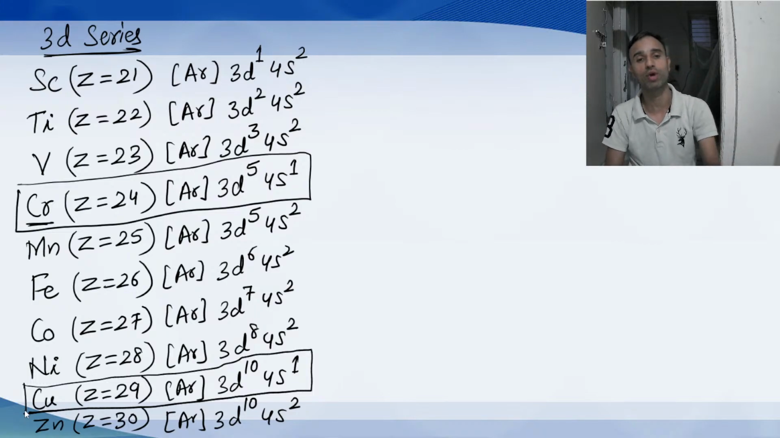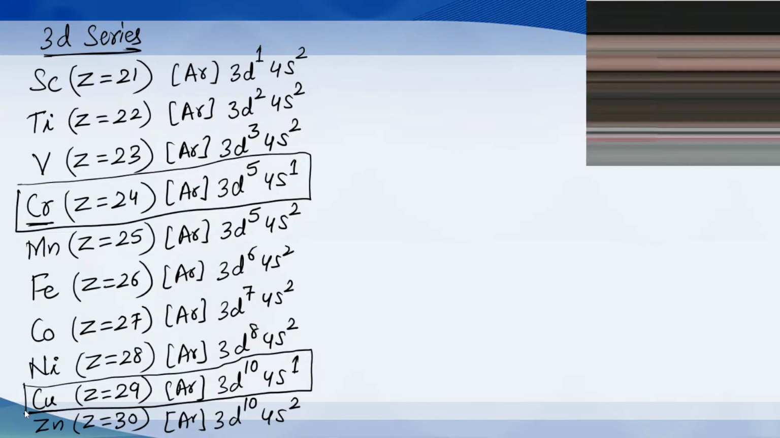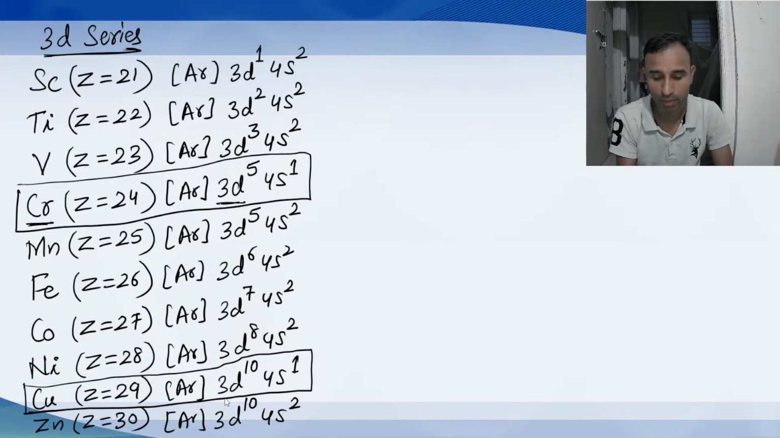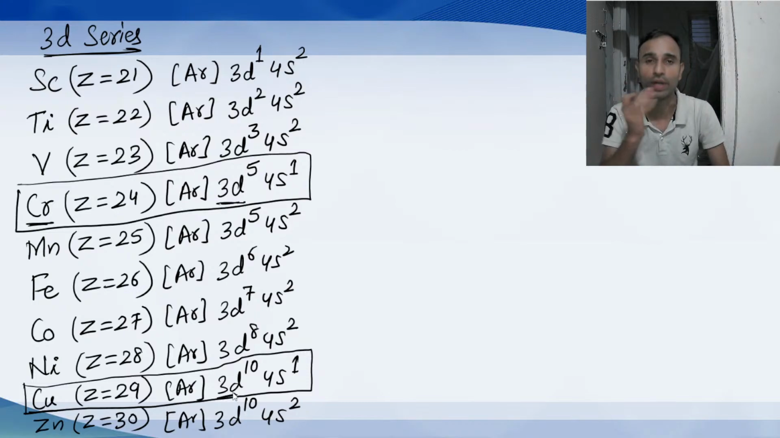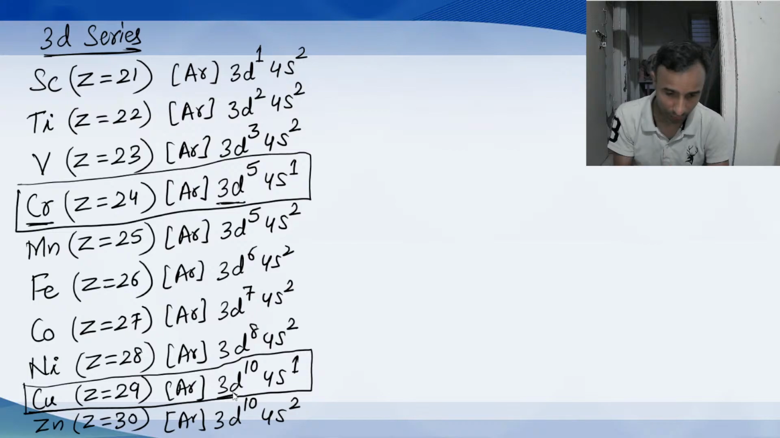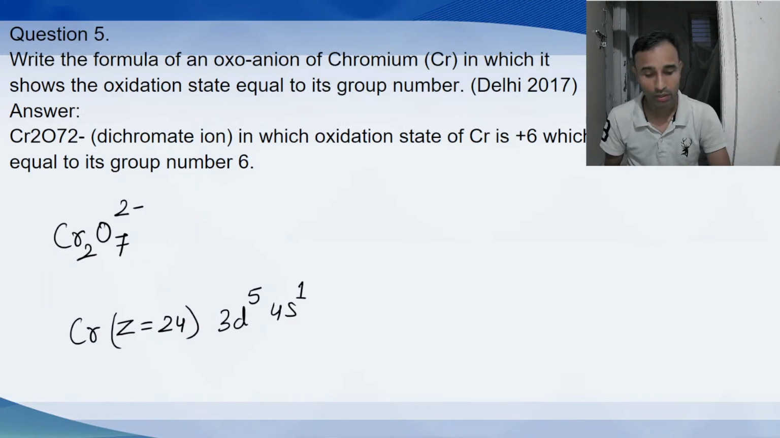Why are chromium and copper exceptions? Because one electron is transferred from 4s, so the 3d becomes exactly half-filled in chromium, and exactly fully filled in copper. That's why chromium and copper are exceptions. That is a question from class 11, right? So keep in mind these electronic configurations. So now chromium is argon 3d5 4s1.